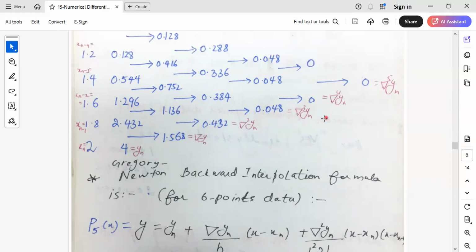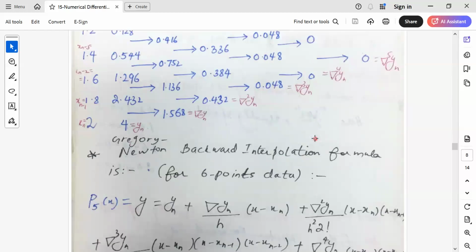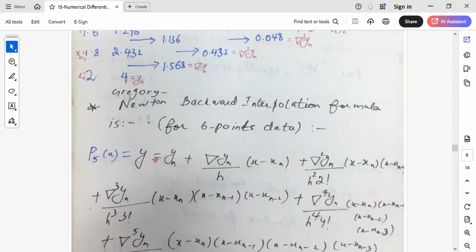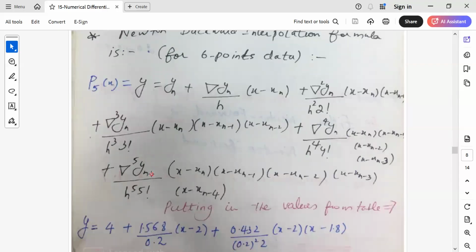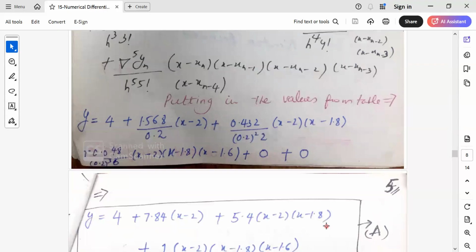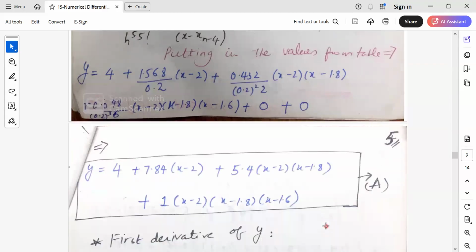Again, if you look at these two values, these are zeros. So fifth and fourth order are zeros, so it should be a polynomial of degree 3. Again, the old formula that we have been using in backward interpolation. Putting in the values from the table, you will get this expression. Again, the last two terms are zero because the backward differences were zero there. Now this is a polynomial of degree 3.